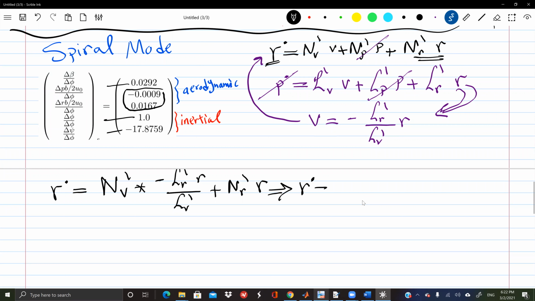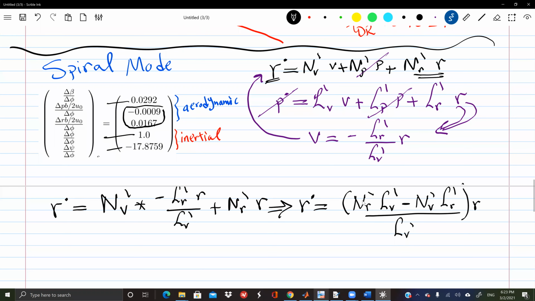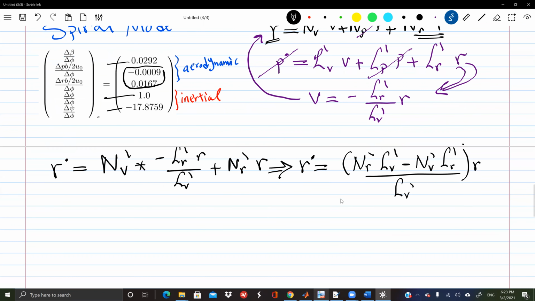So I have R dot is equal to NR, LV minus NV LR over LV. This is all times R. And I'm going to drop the dashes actually, just to focus on the physics. And I'm going to remind you, because I have something V here, again, multiply numerator and denominator by U naught. So everything will be in terms of beta. Because when we have things in terms of beta, I can identify stiffness and damping.